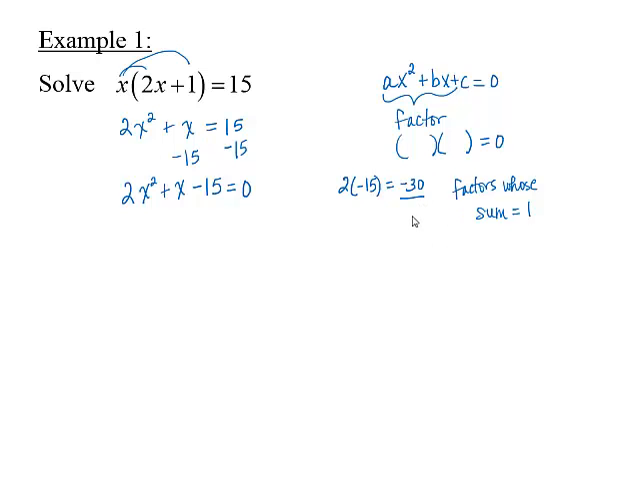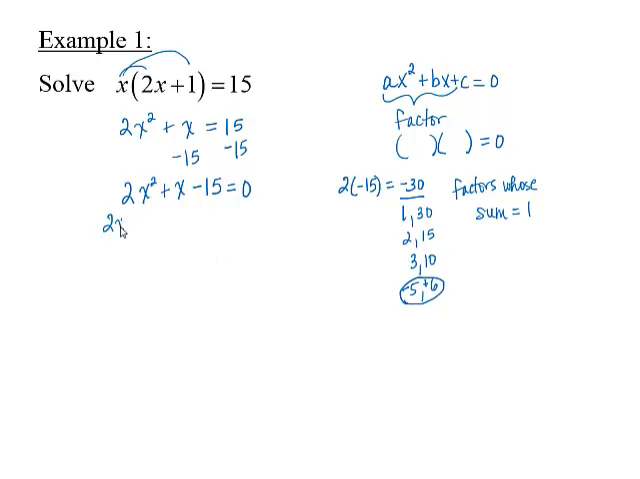If I think about the factors of 30, let's ignore the signs for just a moment. 1 and 30, 2 and 15, 3 and 10, 5 and 6. Because the product is negative, the factors have to be different signs, but the sum is positive, so the larger factor needs to be positive and the smaller one negative. And the only combination that will give us a sum of 1 is negative 5 times 6.